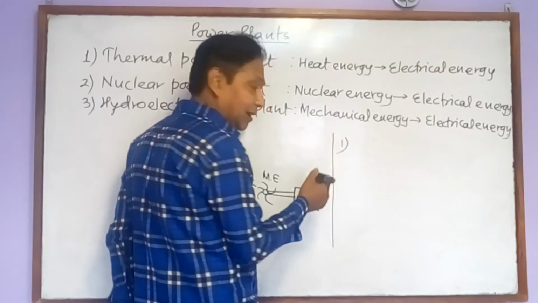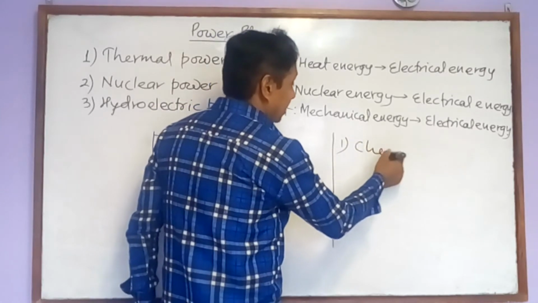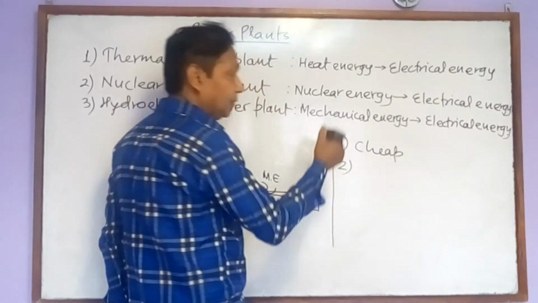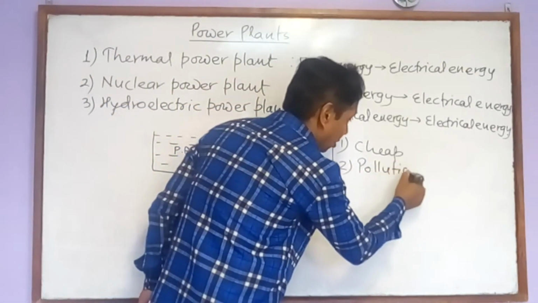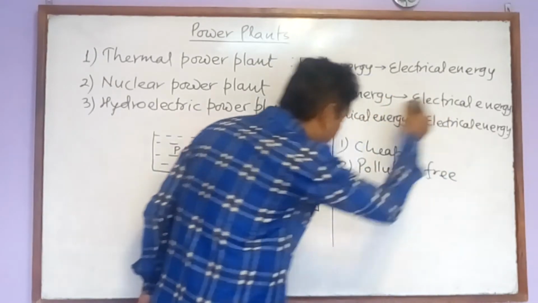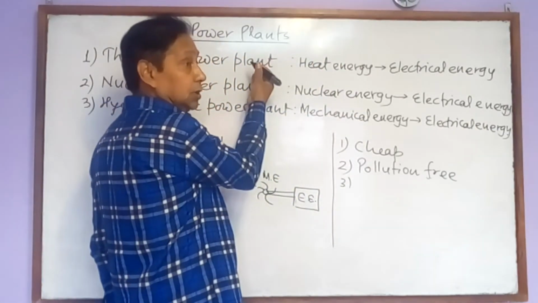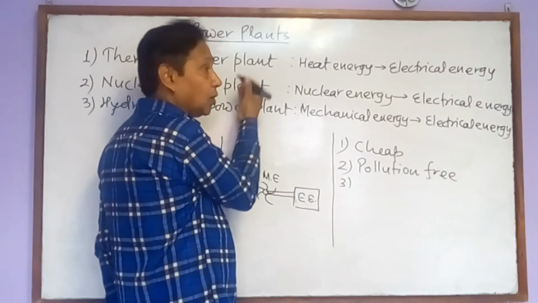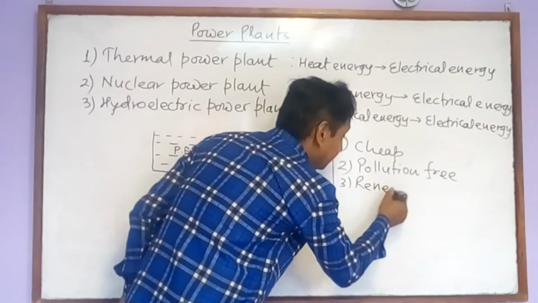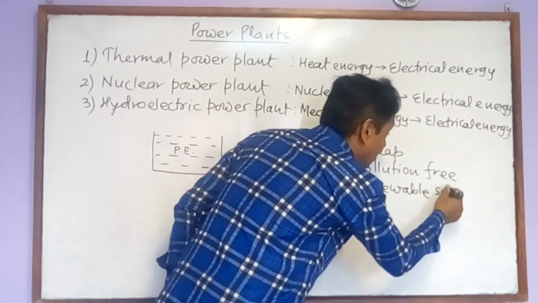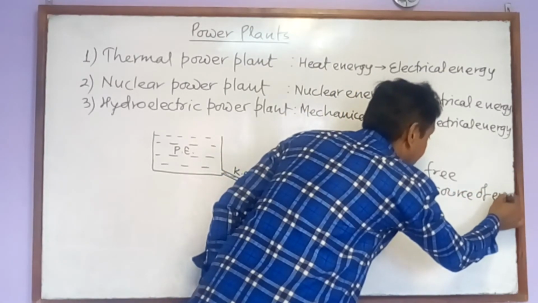That's why, what can I say? The first one is, this hydroelectricity is cheap. And second one is, it is pollution free. And third advantage it has, it is a renewable source of energy. The others are not renewable sources; they require fossil fuel, they require uranium. Both of them are not renewable sources of energy. That's why it is a renewable source. That's why this is advantageous.